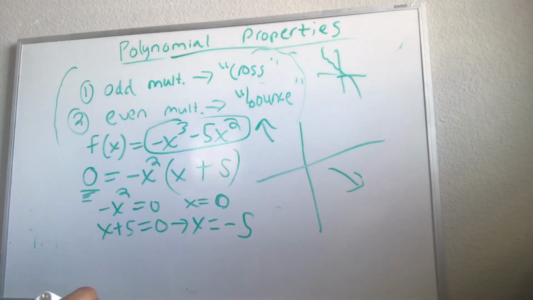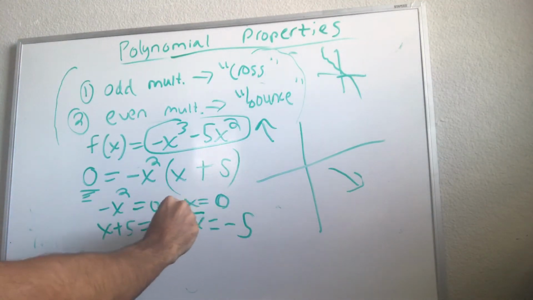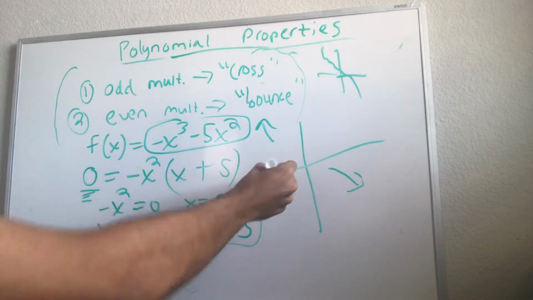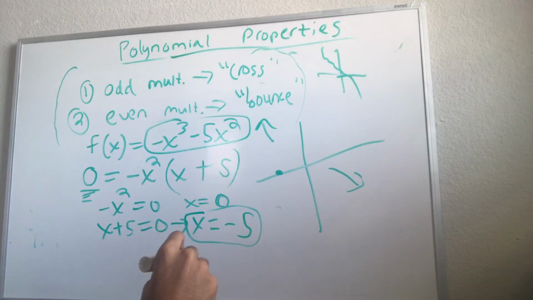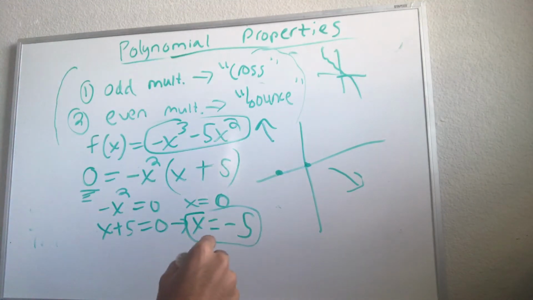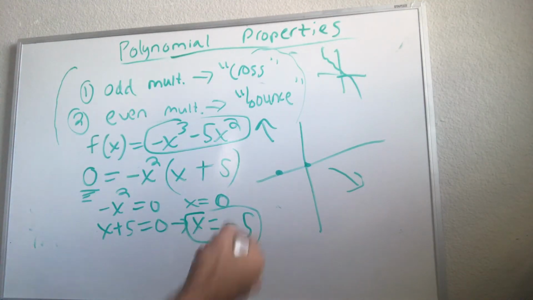Now we know its zeros as well. We know it has a zero at x equal to negative 5, so say that's negative 5. That's one of its zeros, and the other zero is x equal to 0, so that will be somewhere here. Now the question is, is it crossing or bouncing? And that's why these first two rules are crucial here.